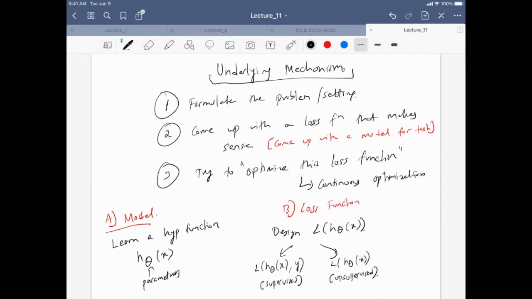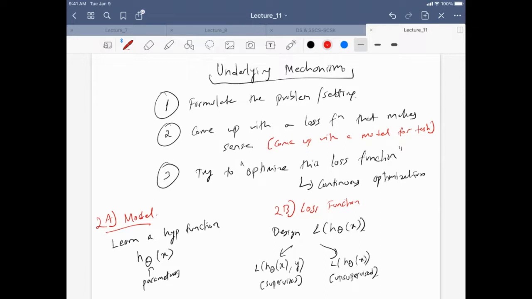Once you have A and B done, then you can do step number 3. So this is in step 2, maybe I'll call this 2A and 2B, because in step 2 you want to come up with a model and you want to come up with your loss function. So this is the underlying mechanism of loss functions in machine learning.